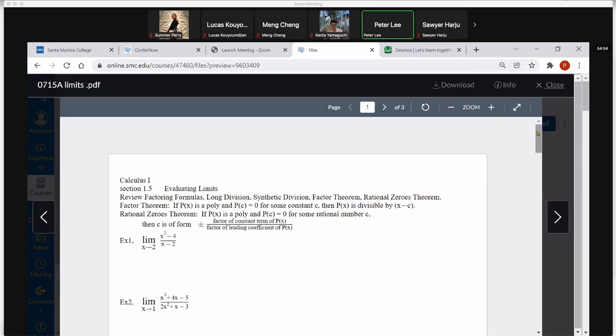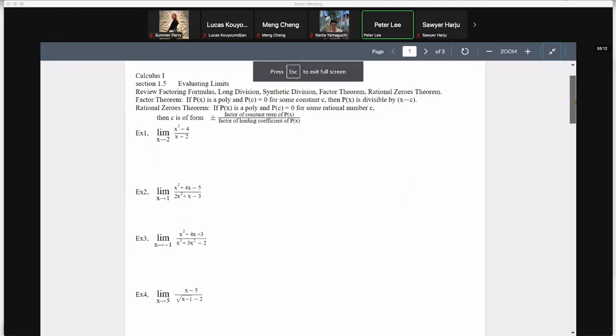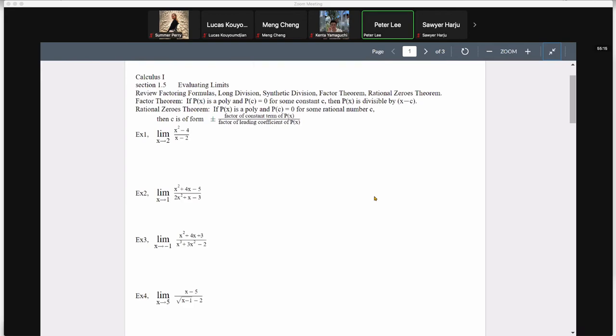Evaluate limits. So now on this section, we are going to follow this page. In section 1.5, we have this. Section 1, evaluate limits. How do you do this?